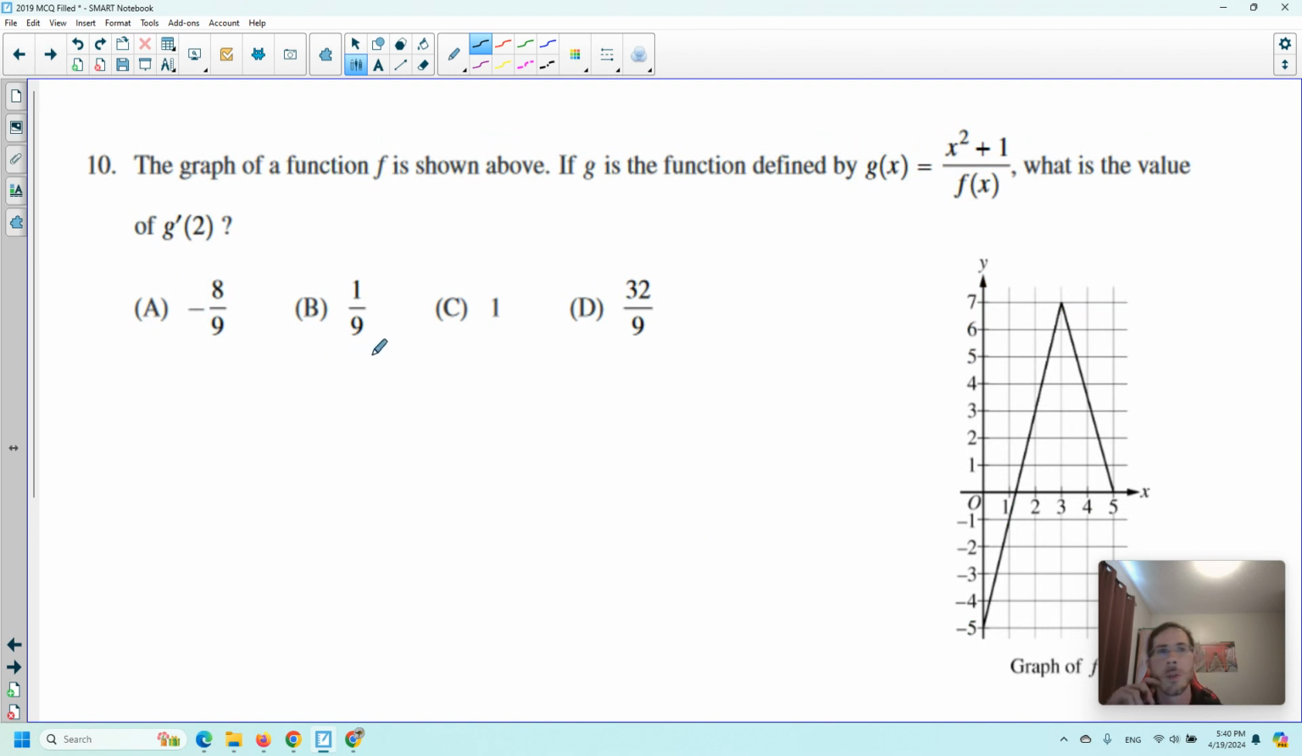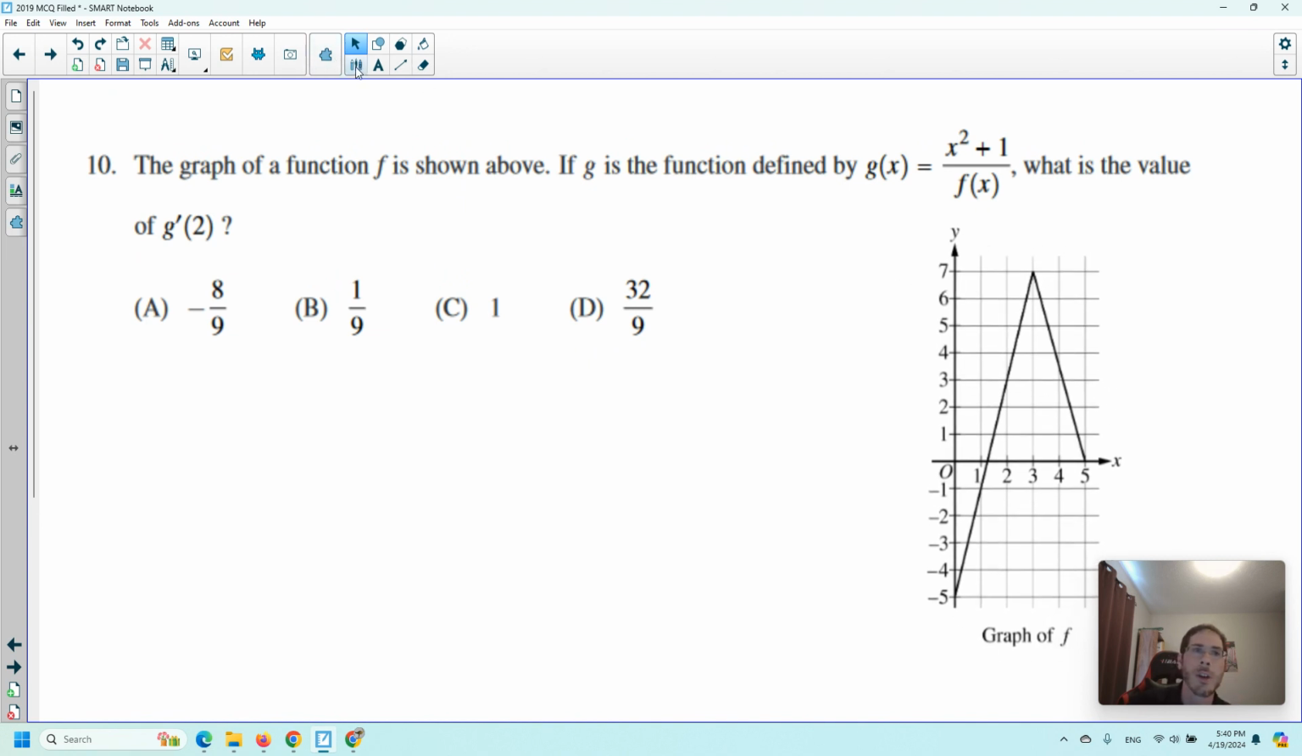All right, for number 10, we got the graph of the function. I moved it over there, which I guess I'm hiding. It's hiding behind me. If g is the function defined by g of x is x squared plus 1 over f of x, what is the value of g prime of 2? All right, so we want to find g prime. So this actually looks pretty nice. This looks like we're dividing. We know how to divide.